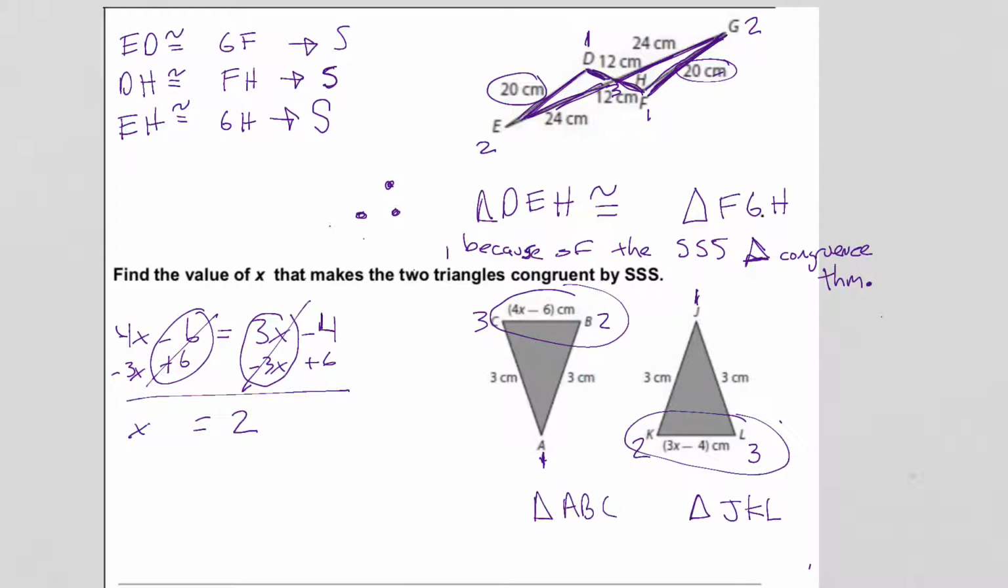And if I want to test it out, 4 times 2 minus 6, is that the same as 3 times 2 minus 4? We got 8 minus 6 is 2, yep. 6 minus 4 is 2, yep. Both true. So I've tested my answer as well. And I think we're going to skip the last example, and we'll just go right into the homework.